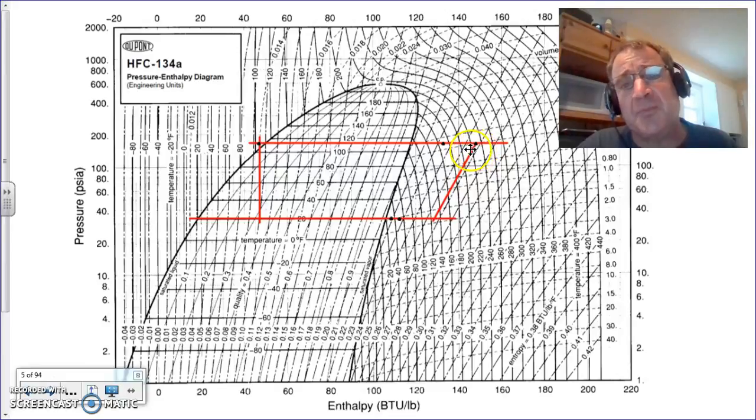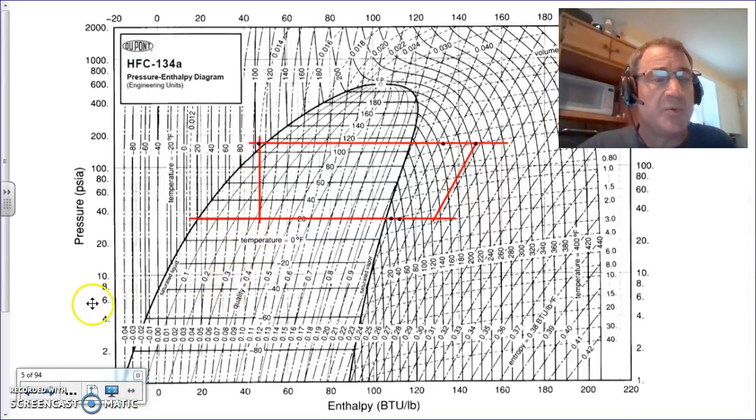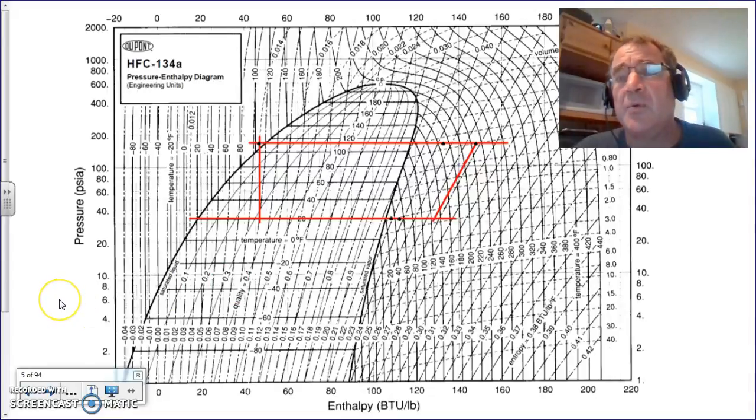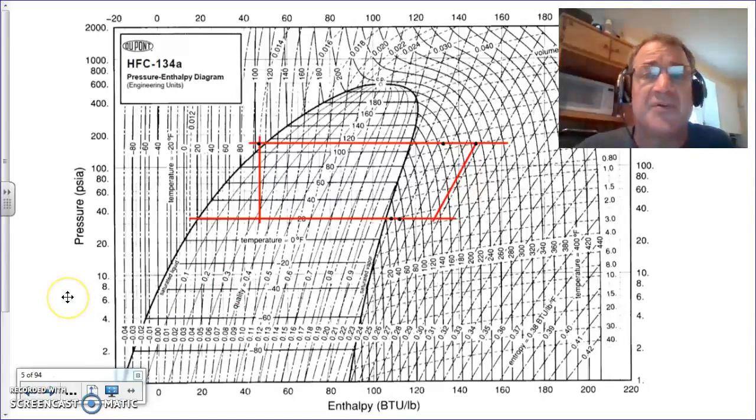Then we have the desuperheating of the refrigerant vapor, the condensing of that vapor, and the subcooling of the liquid in the condenser. And then here we have a line that represents the re-expansion of the refrigerant as it travels through the metering device. So here we have plotted a typical refrigeration system on a pressure enthalpy diagram.